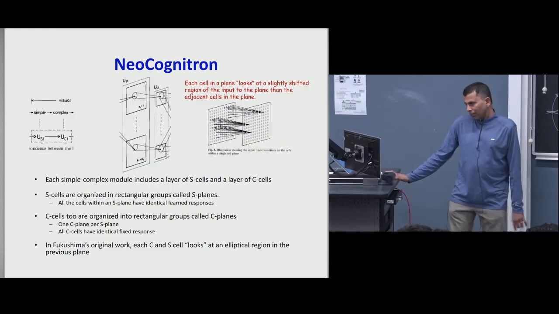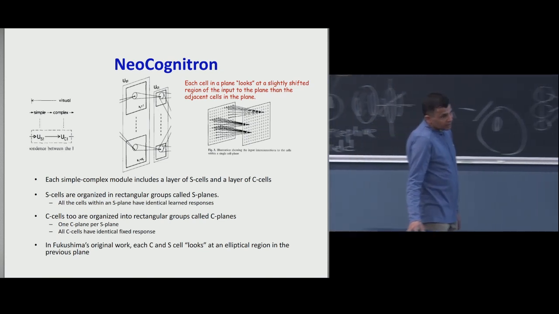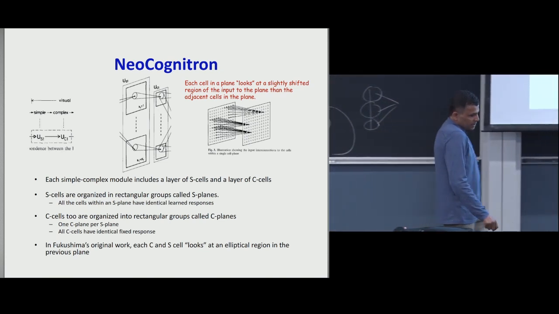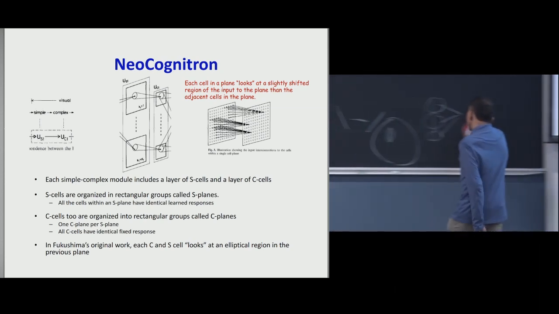Now here's how. But then you want position invariance. And so here's how he hypothesized the system would be. And there's reason to believe that his hypothesis is kind of correct.